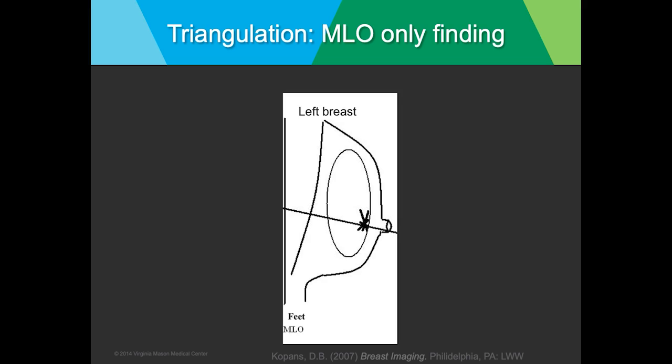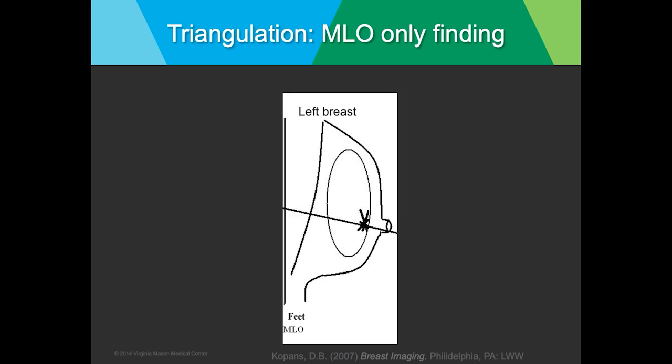So moving on to triangulation and the use of full laterals in triangulation. This is a schematic to demonstrate how that works. Starting with the MLO view here, you can see that there is a lesion centered right behind the nipple. And we don't know whether that lesion is in the medial or lateral breast by looking at this view, as there was no correlate on the CC view.